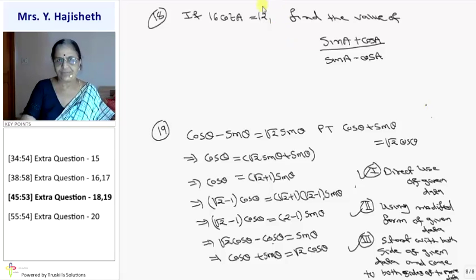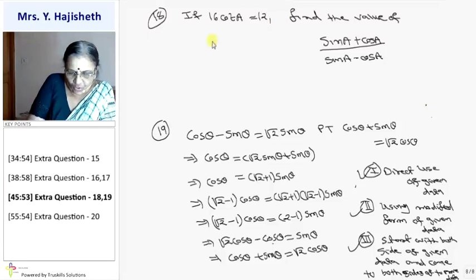Let me start this sum now. See, cot A is 12 by 16, so it is 3 by 4. So tan A is 4 by 3. Clear?